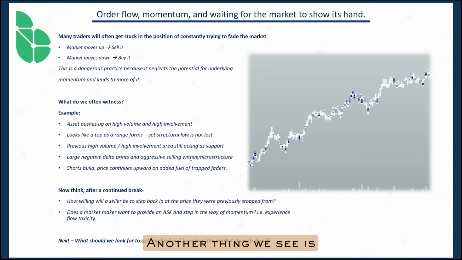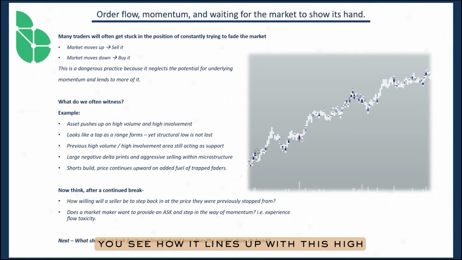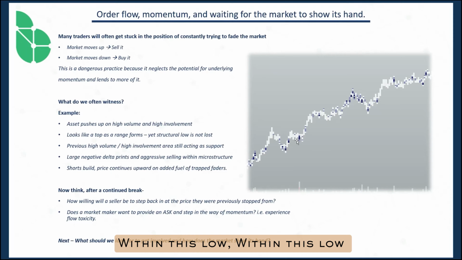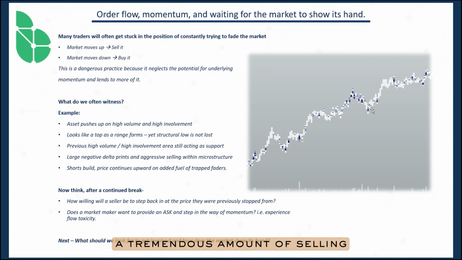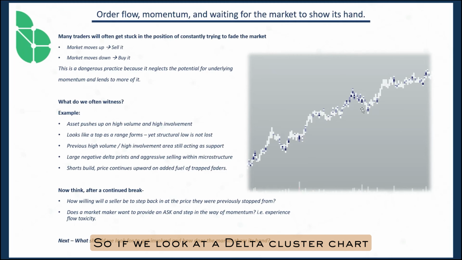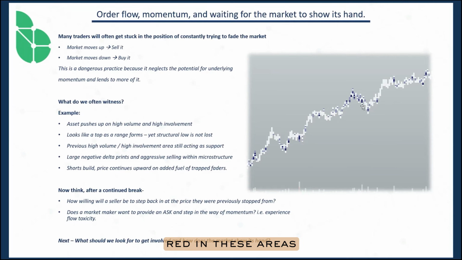Okay, another thing we see is large negative delta prints and aggressive selling within microstructure. Within these structures, this is not on a delta cluster chart, but at this area, for example, you see how it lines up with this high volume area, within this low. Within the low side of these structures, you'll see that there'll be a tremendous amount of selling. So if we look at a delta cluster chart, and I'm going to get to that in a second, you'll see that it'll be very dark red in these areas.